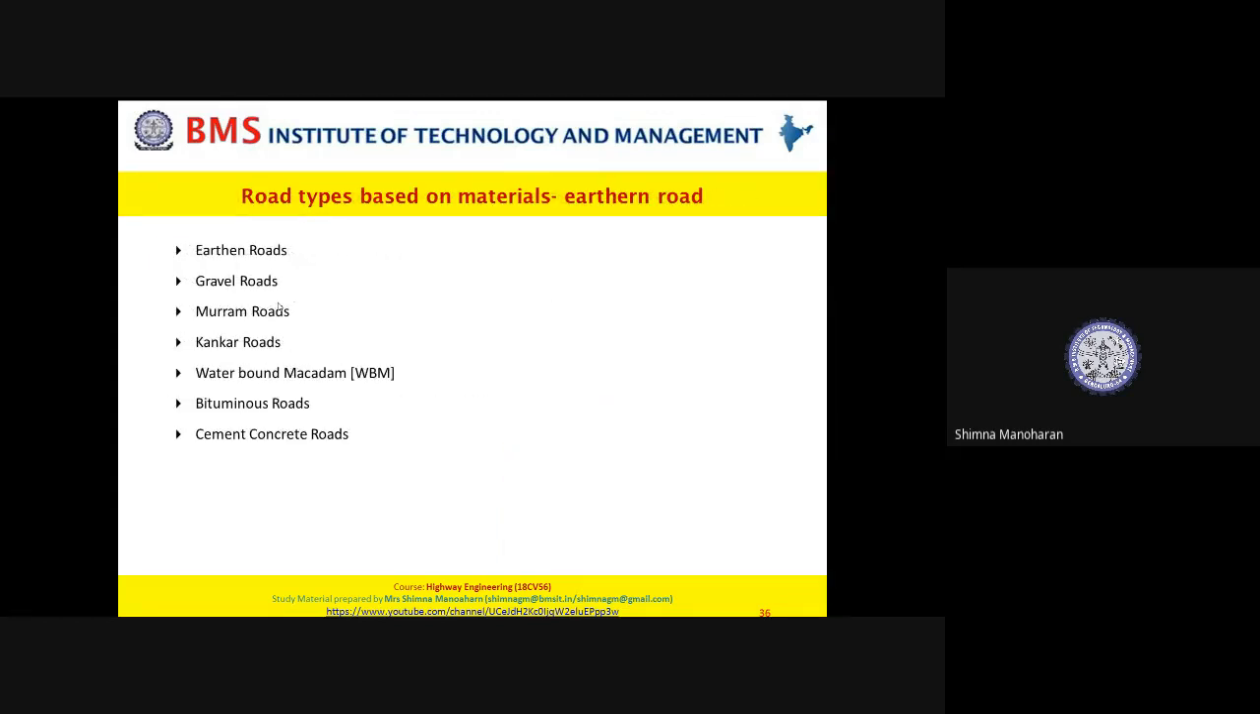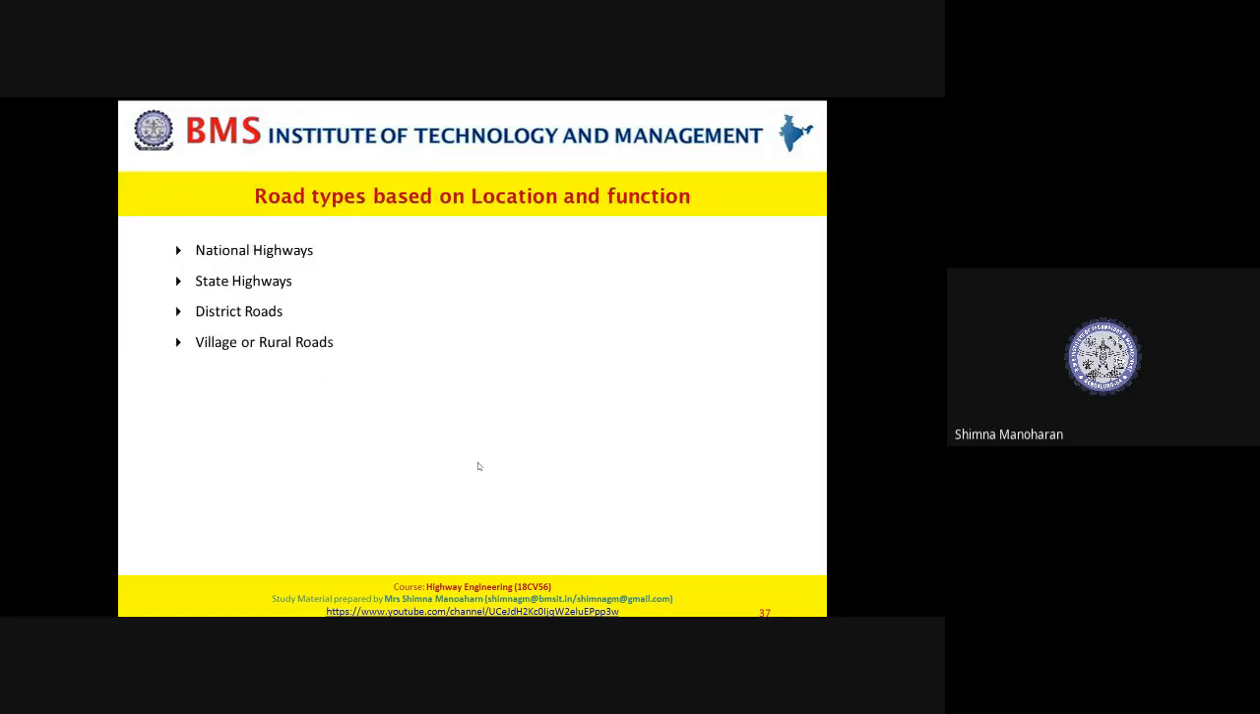So these were the types of road that we have discussed: earthen road, gravel road, Muram road, Kankar road, waterbound macadam, bituminous road, and cement concrete road. So next is types of road based on location and function. Based on location and function, these are the four main types: national highway, state highway, district road, then village or rural road.